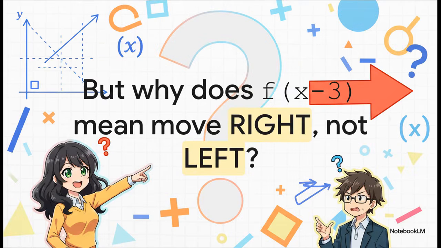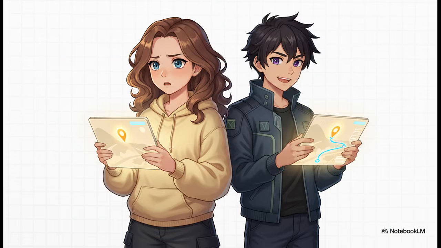But now for the big question. Our brains see x minus 3 and just scream move left, right? But we're always told it means move right. So why is our intuition so wrong here? Okay, here's the secret. Function notation isn't giving you directions. It's telling you what you need to do to the input.